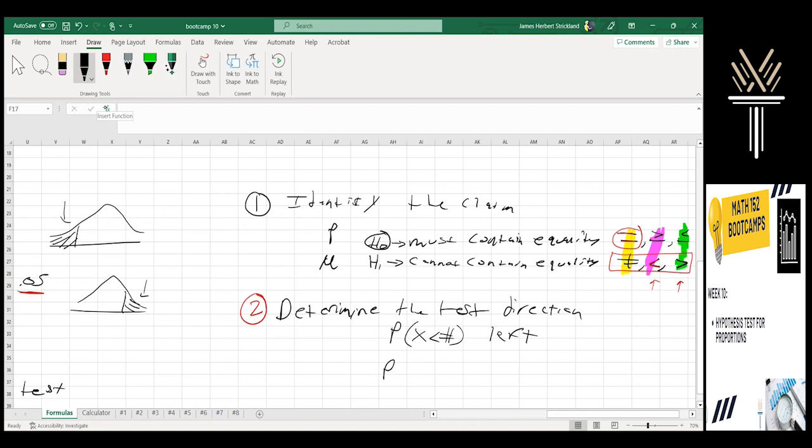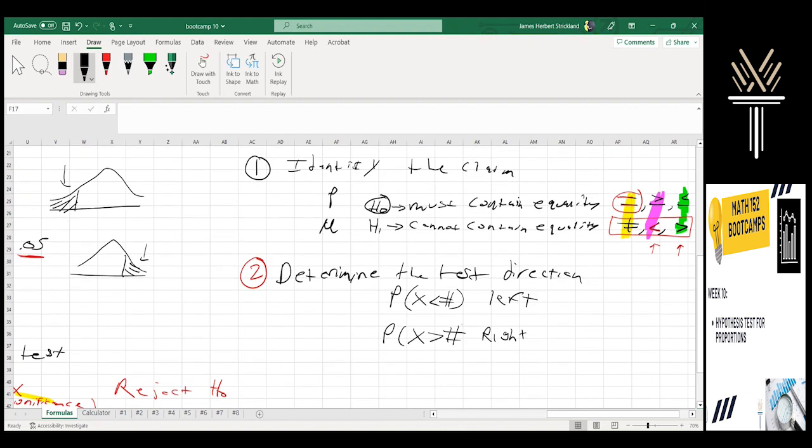And by contrast, if I found the probability that it's greater than a number, we would always find it on the right. Now we're just going to include one more: find the probability that it's not equal to a number. We call that two tails. So this is a left-tailed test, a right-tailed test, and then a two-tailed test because it's not equal to.